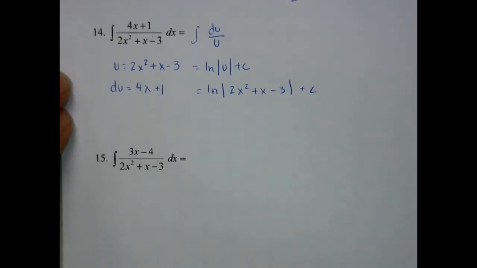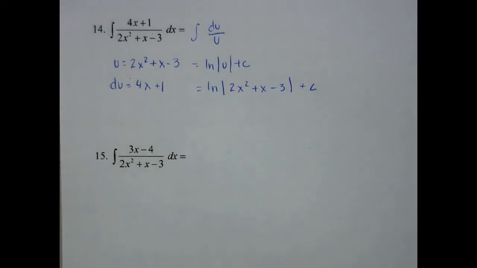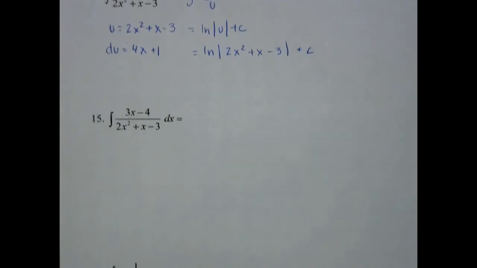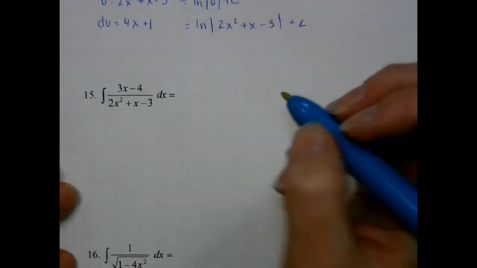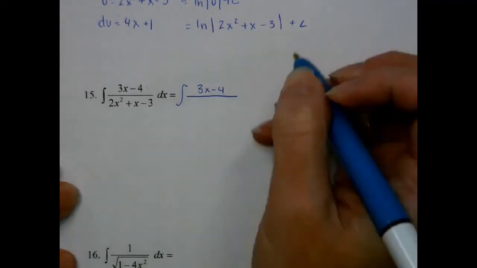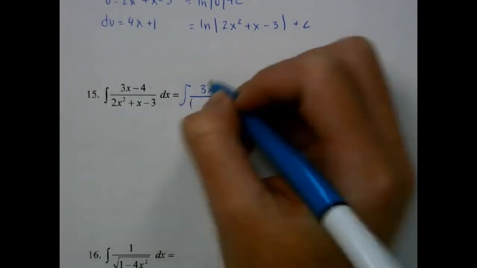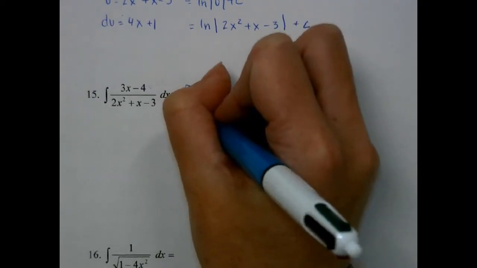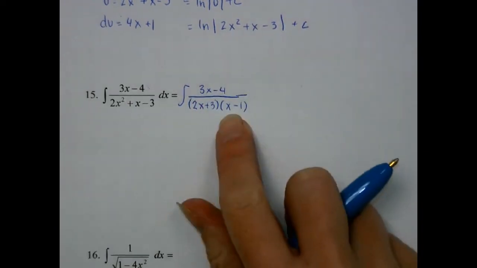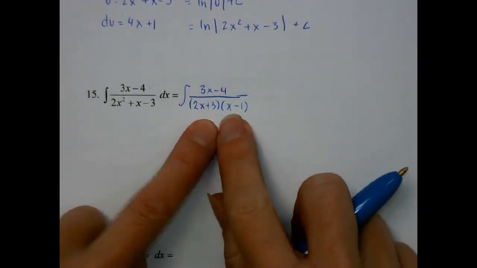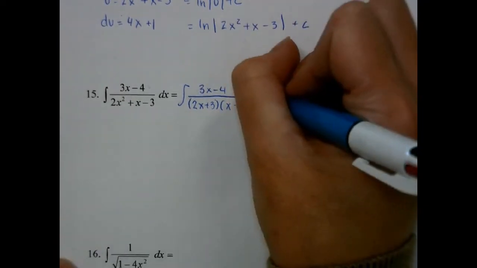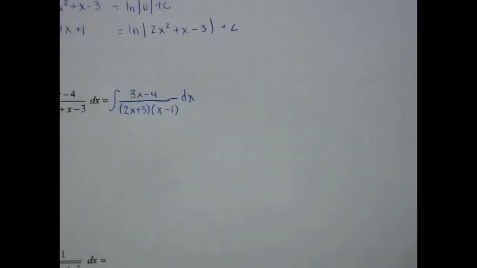The next one, unfortunately, that derivative is not there. But we can factor. So this one's going to be partial fractions. Okay, so we can factor this to (2x plus 3) and (x minus 1). Because if we FOIL, we get 2x squared minus 2 plus 3 gives me that 2, and then negative 1 times 3. Okay, so I'm going to go off to the side and do that math.